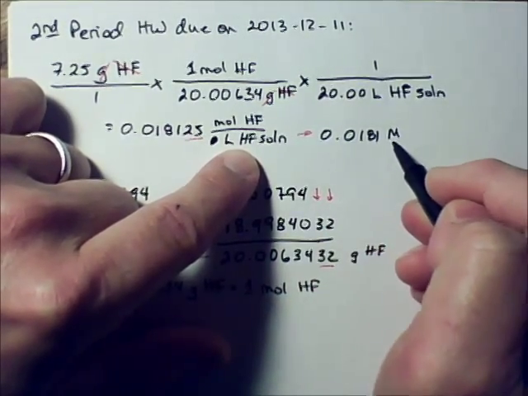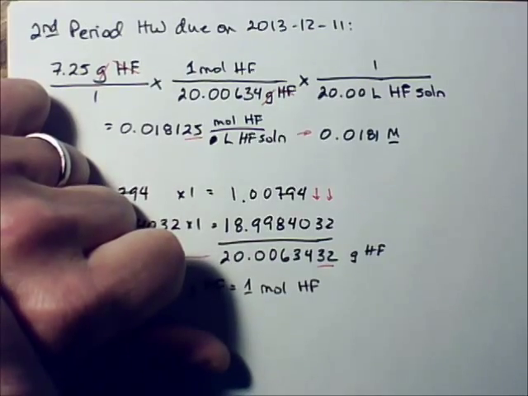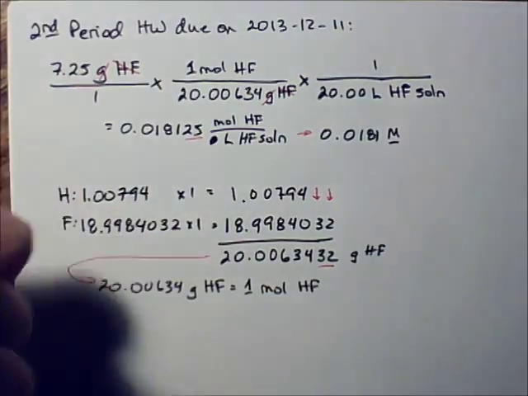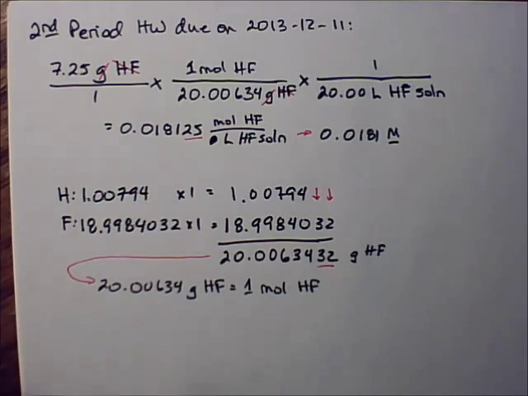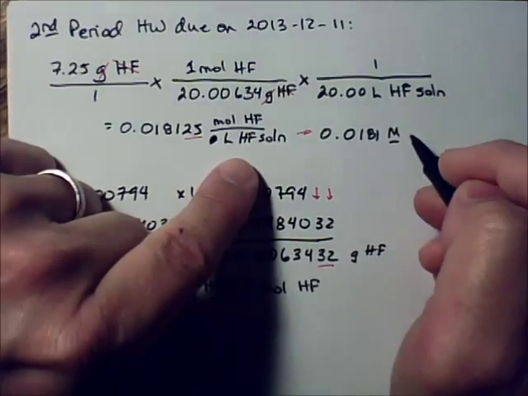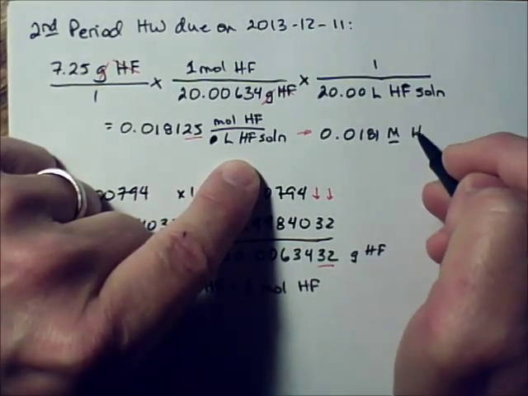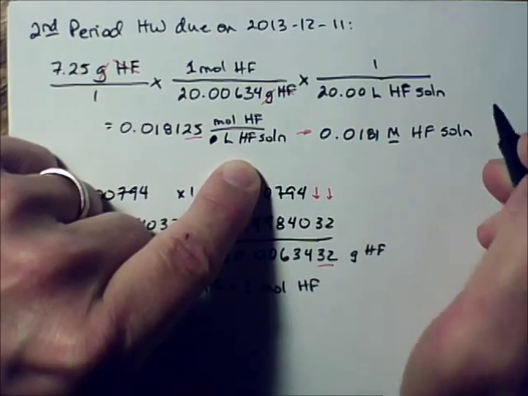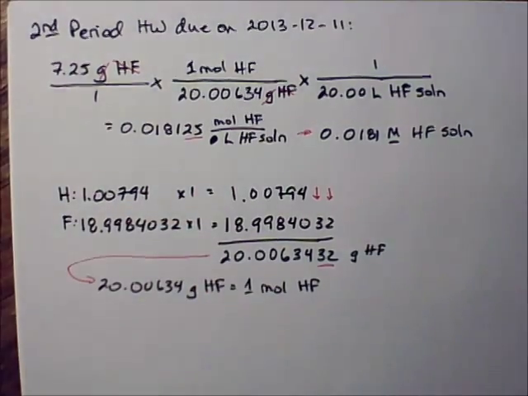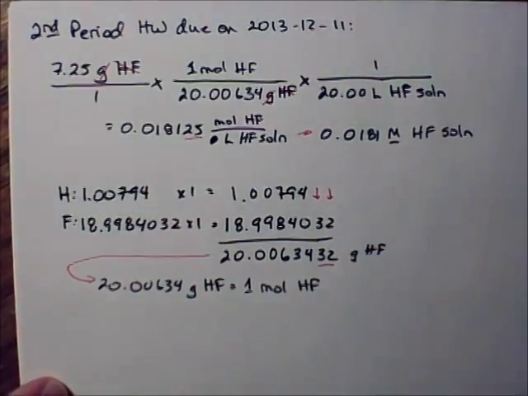And we can simply write that as M with a line or molar concentration. You need to know, sort of mentally know that you can switch out those terms, molarity, molar concentration. Okay? So molar concentration of HF solution. All right.